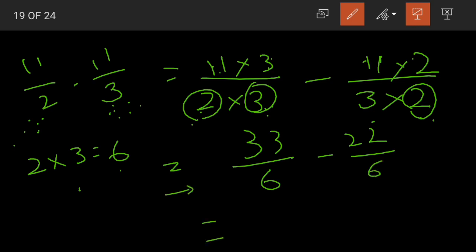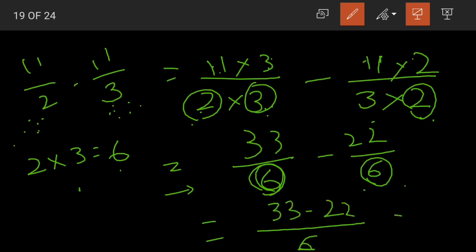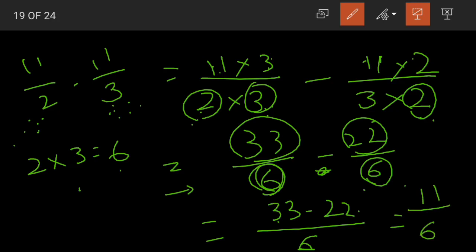Now what are these? These two are like fractions. Yes, students, these two are like fractions. So we can take the denominator as a whole and simply subtract the numerators. 33 minus 22. Yes, 33 minus 22 gives us what? 11 divided by the denominator 6.